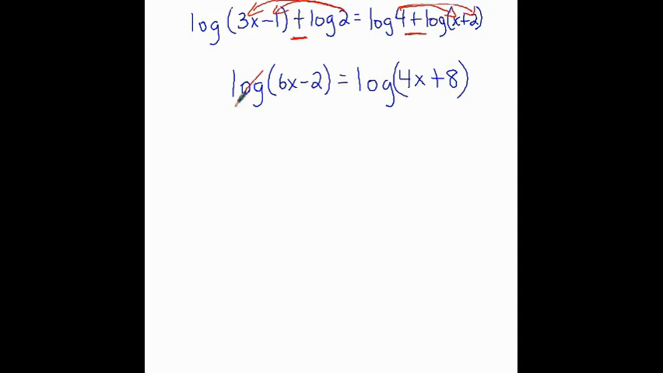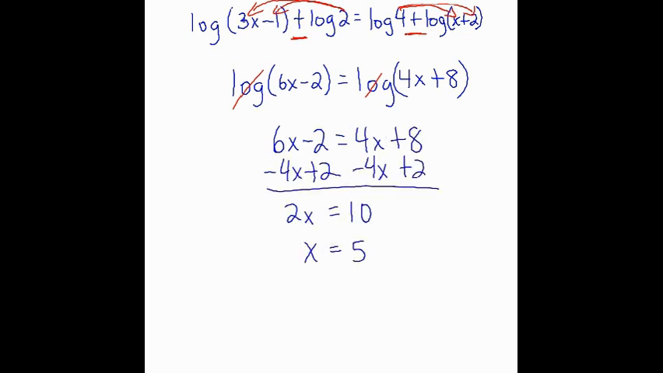This means we can go ahead and cancel out the logs, and we're just left with a linear equation to solve. 4x plus 8, and we add 2. Will this create any problems? No, because 3 times 5 minus 1 is 14, and 5 plus 2 is 7. Positive numbers there, so we're good.